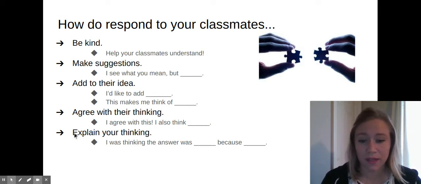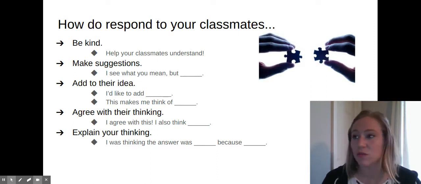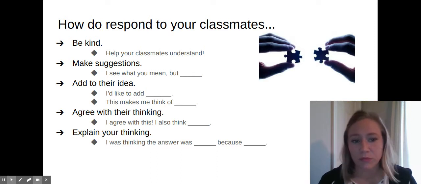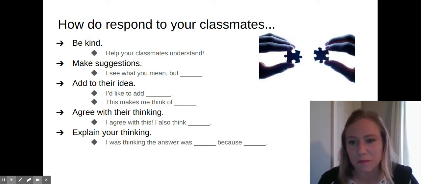You can explain your thinking. This is another way of politely correcting somebody. So, you can say, I was thinking the answer was not what you were thinking, but was mechanical energy or sound energy, because we're talking about the fan blade moving and the air molecules vibrating, and we're able to hear that noise of the air moving or the machine moving. So you explain your thinking, again politely correcting your peers.